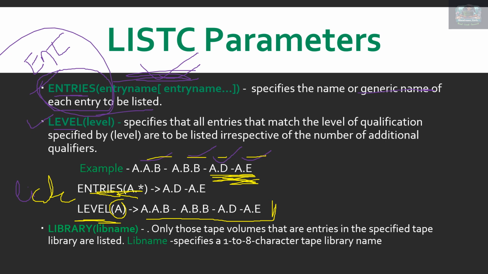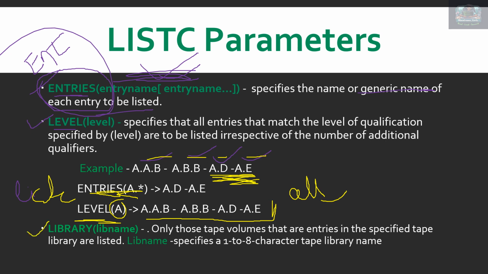So you may say that LEVEL is important, but there are some tags to these ENTRIES and LEVEL which you can use, like ALL, NAME, and everything. When you use this ALL with ENTRIES, it will give the whole information, like the LEVEL command.